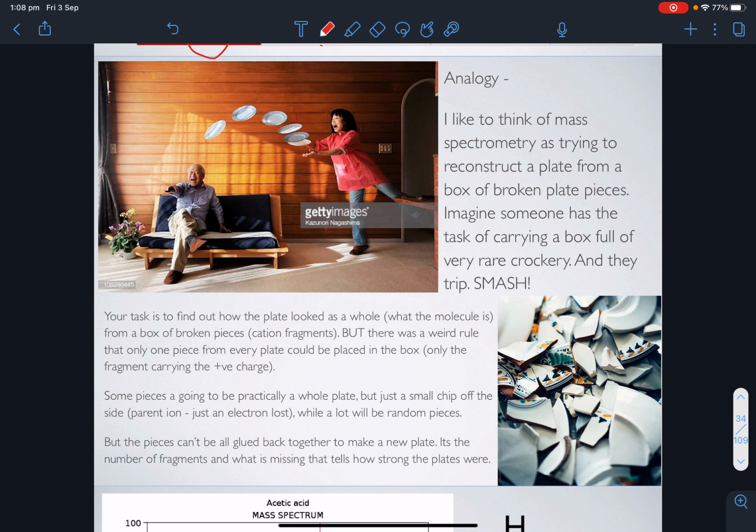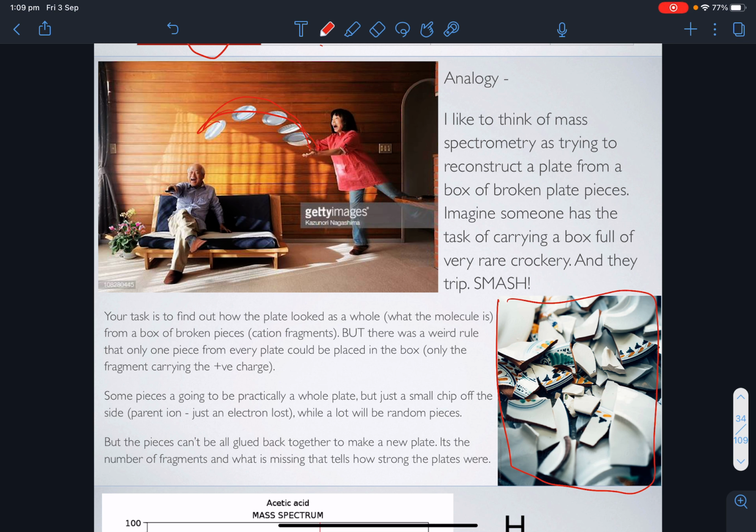Okay? So you've got a box of plate pieces. They're all crazy and smashed up there. And you're trying to reconstruct, hey, what did the original plate look like? Okay? So someone's carrying a box full of plates, and they've tripped over and smashed. Don't you love how you can find a stock image of absolutely anything crazy? I don't know what this stock image is for. Look at that poor guy who's changing the channel and about to be hit by plates. Confusing.